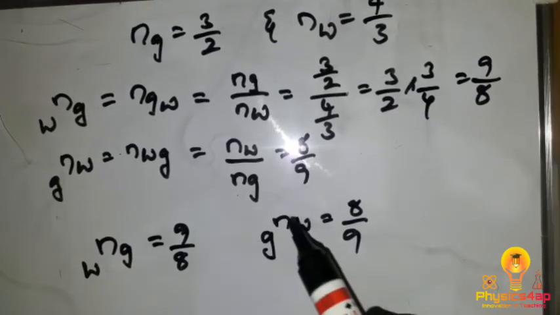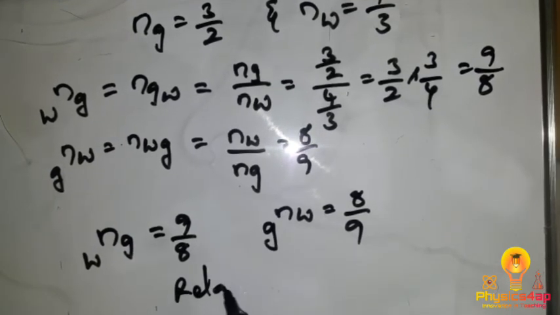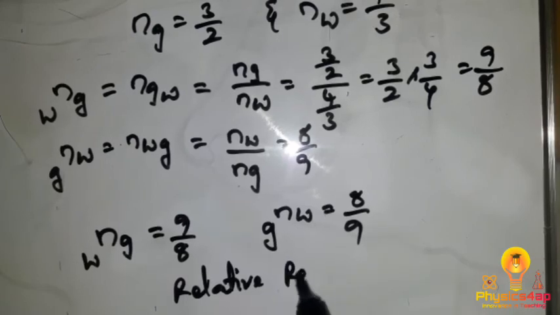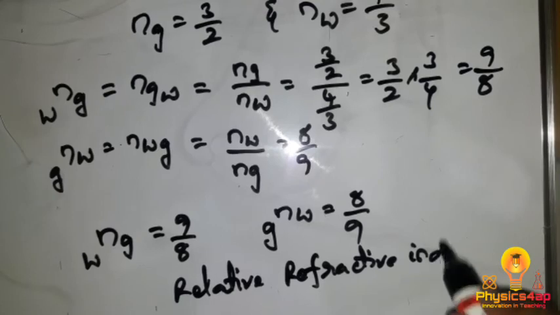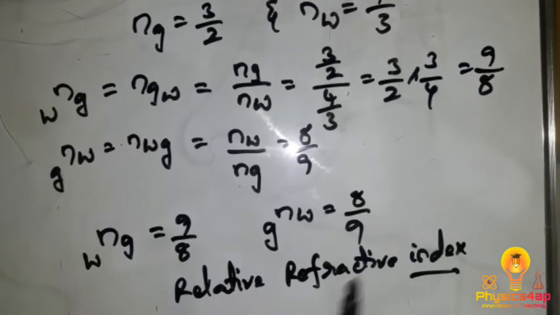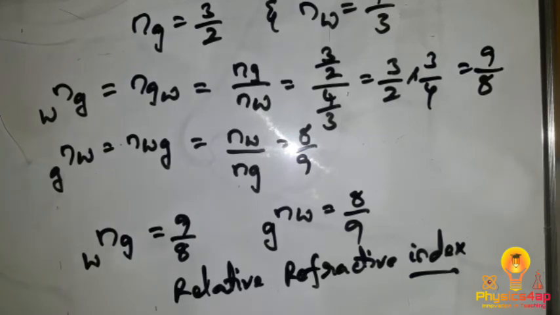This is how we have to find the relative refractive index. So this is the numerical which we can find here.